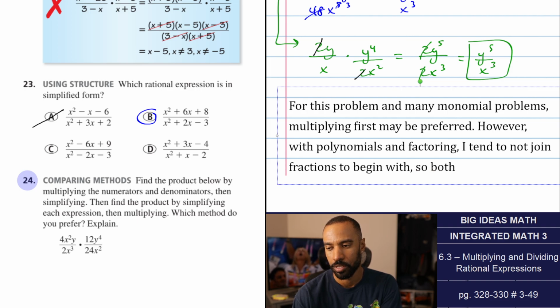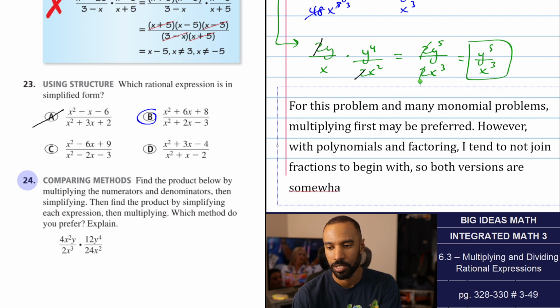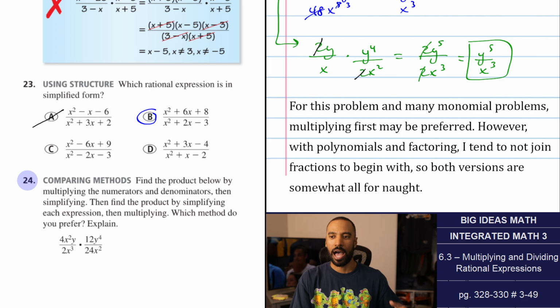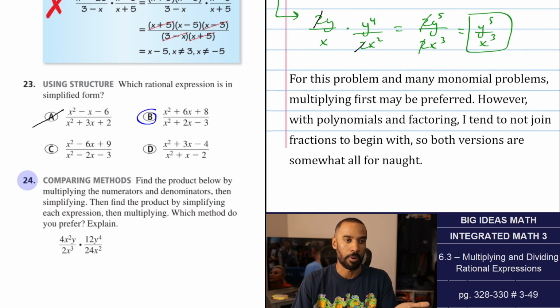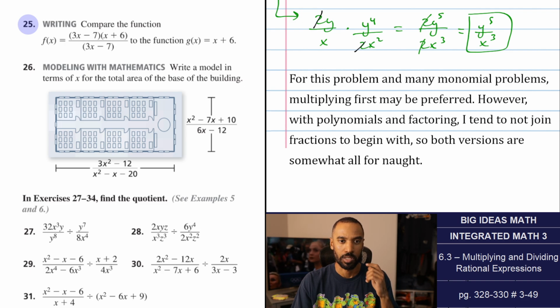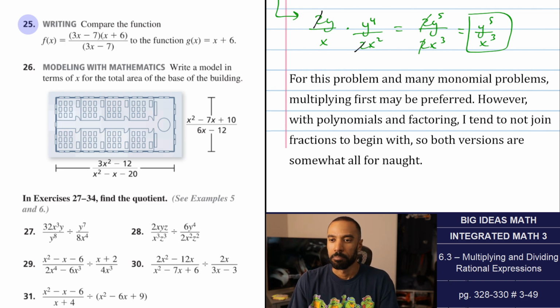So both versions are somewhat all for naught, because I don't do a lot with respect to the monomial problems anyway. The majority of them are polynomial questions, like this one, whatever. Okay.